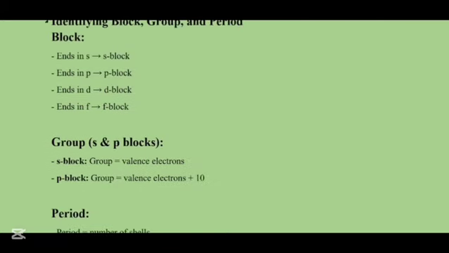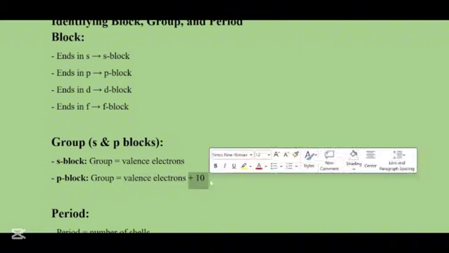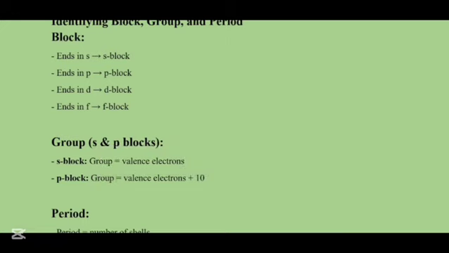Now I need to identify blocks, groups and period. Basically blocks end in S. For example, S means S block, P, P block, D, D block, F, F block. So the S block is basically where the group number is equal to the valence electrons. The S block is group 1 and group 2, but the P block is from group 13 to group 18, which means that the valence electrons will be added with 10, so you can find the group number.